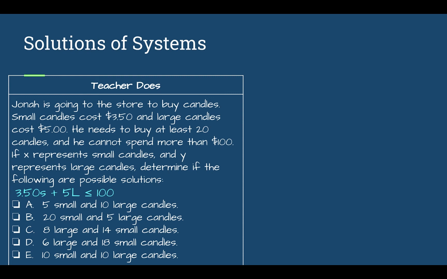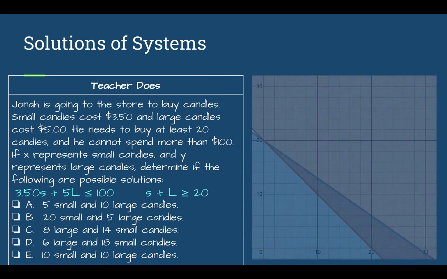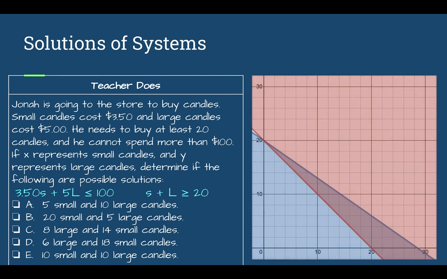Our other inequality says he needs to buy at least 20 candles. So if he buys small candles and large candles together, that total has to be greater than or equal to 20. Now, if we graph this situation, here I graphed it on Desmos using X instead of S, Y instead of L. I would get something like this. Just as before, I don't want to deal with any negative values because I can't have negative candles. So I zoomed in here to just the first quadrant where both values are positive. So I'm going to look for answers that are in that double shaded area.